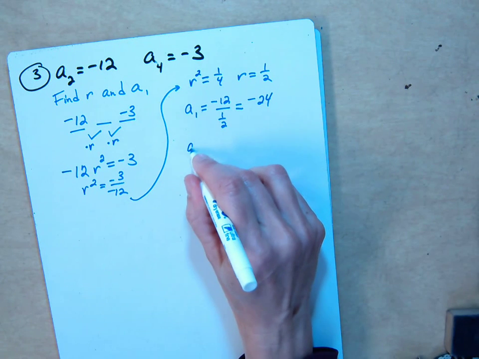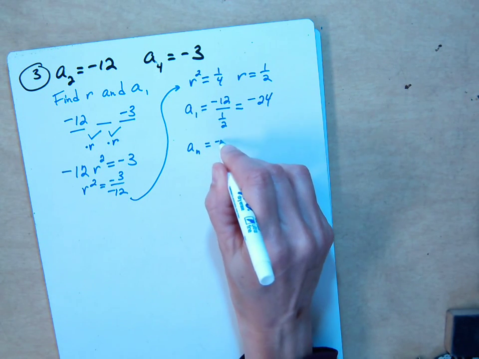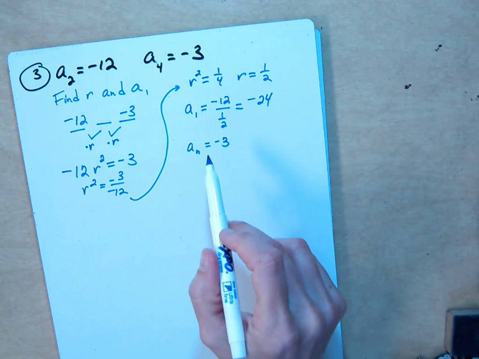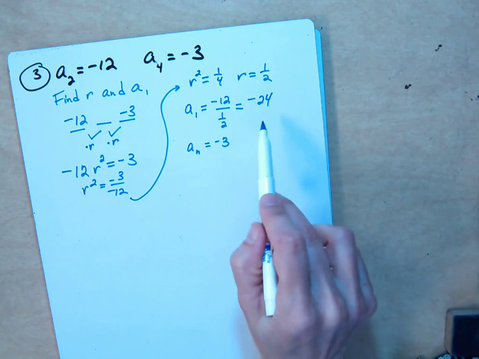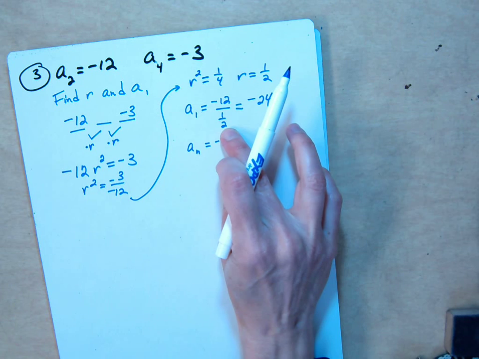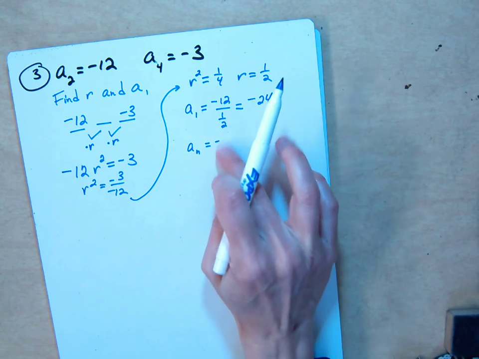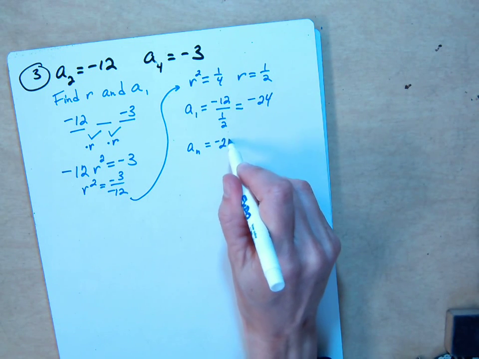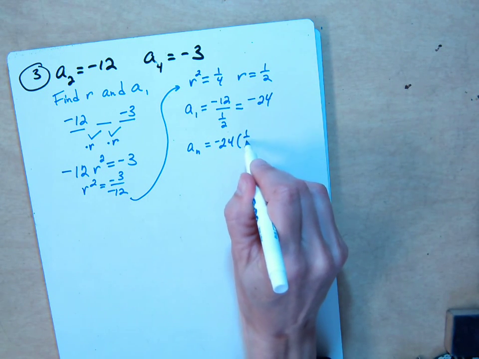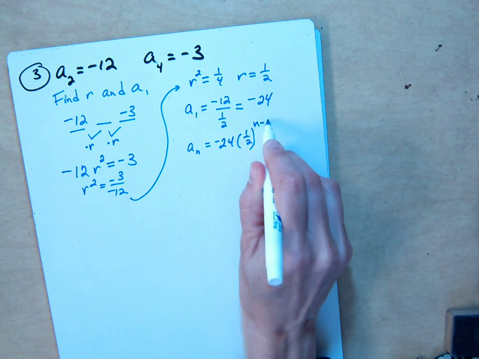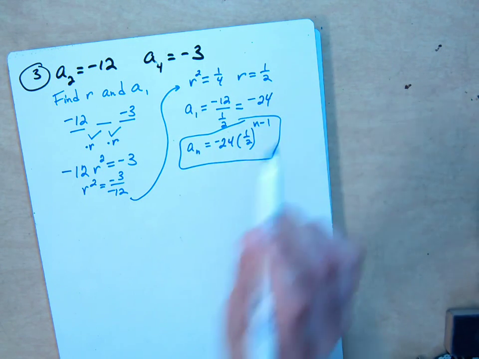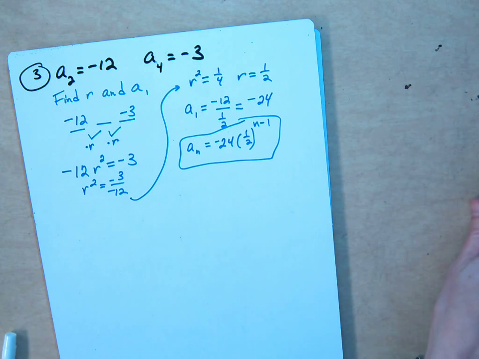And so the final answer, the nth term equals a sub 1, the first term, which we found earlier. No, that's not the first term. Negative 24, right? Negative 24 times r, which is a half, to the n minus 1 power. So that's what I would have you do on the quick quiz after you practiced your problems today, or Wednesday: find the nth term, given any one of these versions.